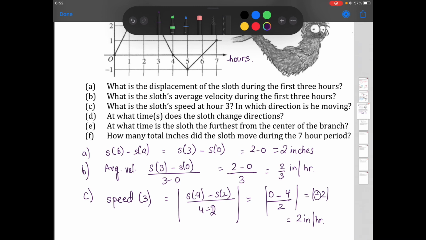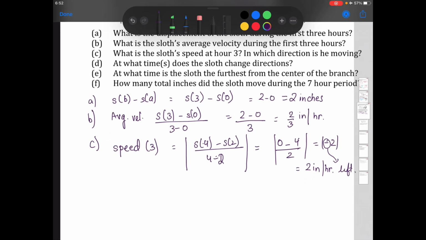And in which direction is he moving? The fact that this was negative means what? He's moving to the left.